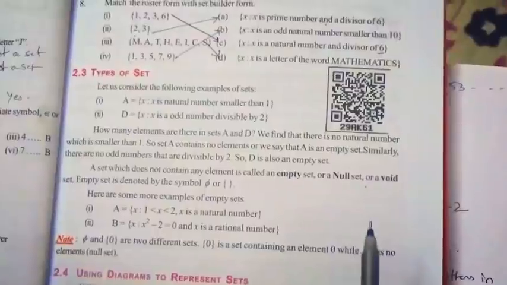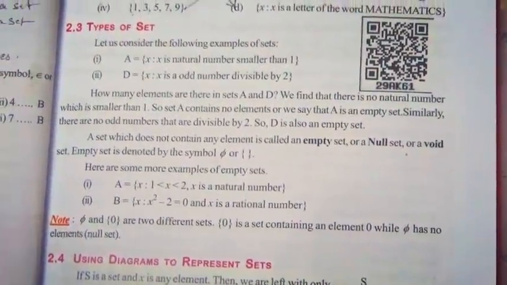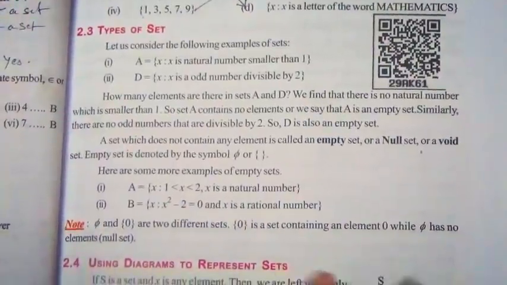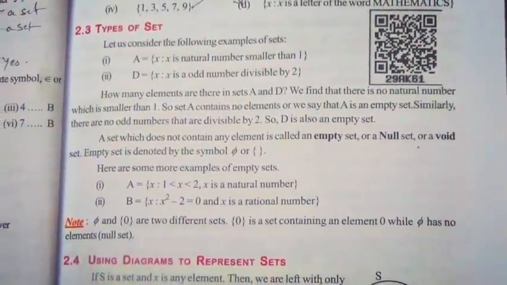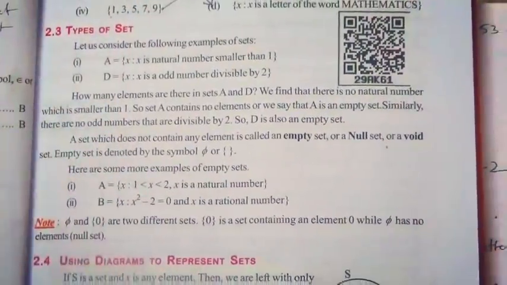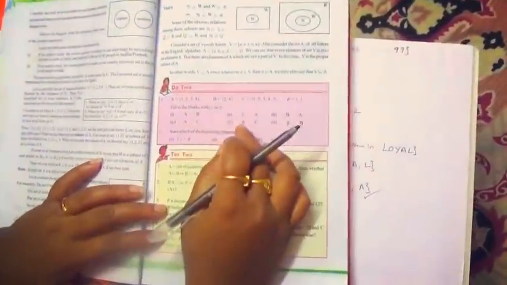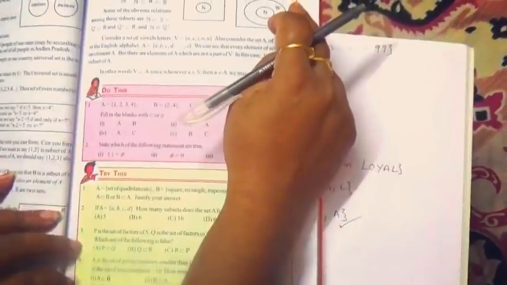So after that we have types of sets. Already I explained these types of sets in the introduction part of part 1 in sets. If you have any doubts, just look at part 1 of my sets episode. So next I'll explain from the types of sets. Okay, already I explained this in the introduction part. So I want to enter into the Do This on page number 33.